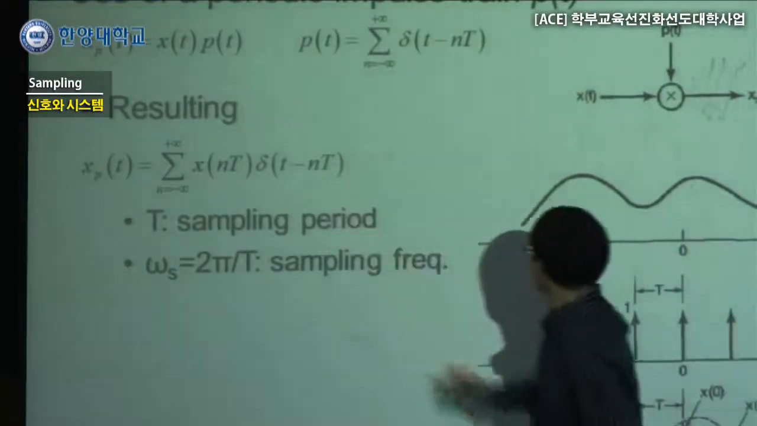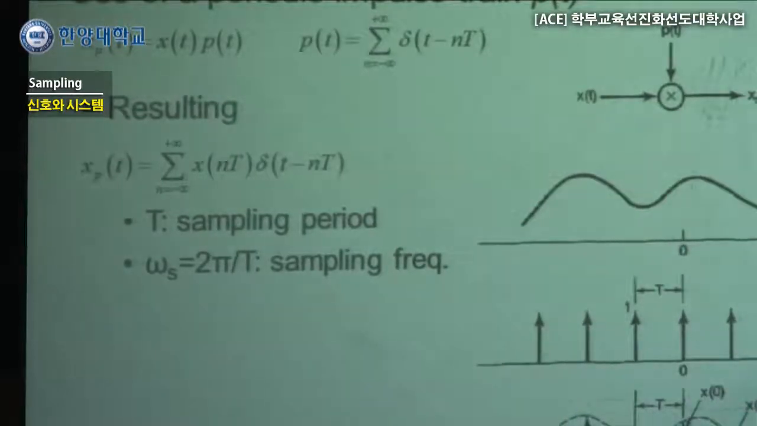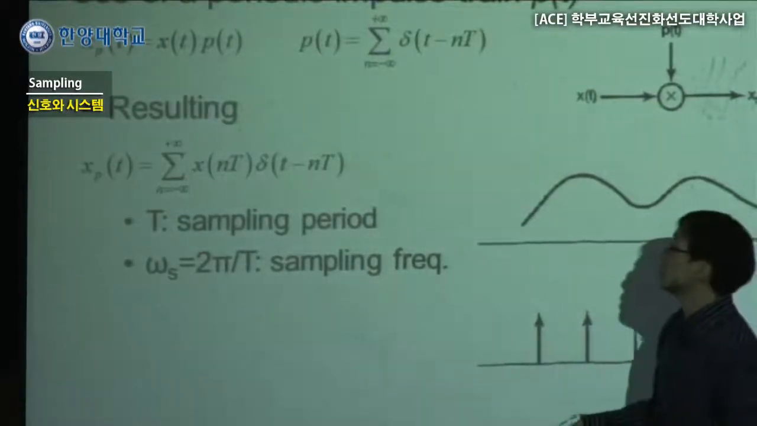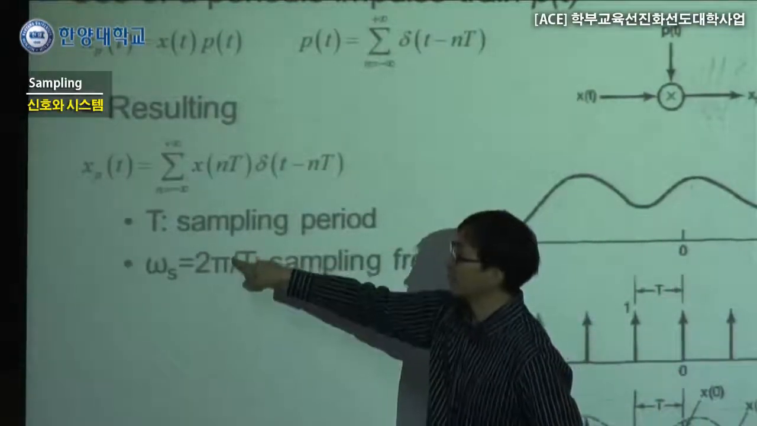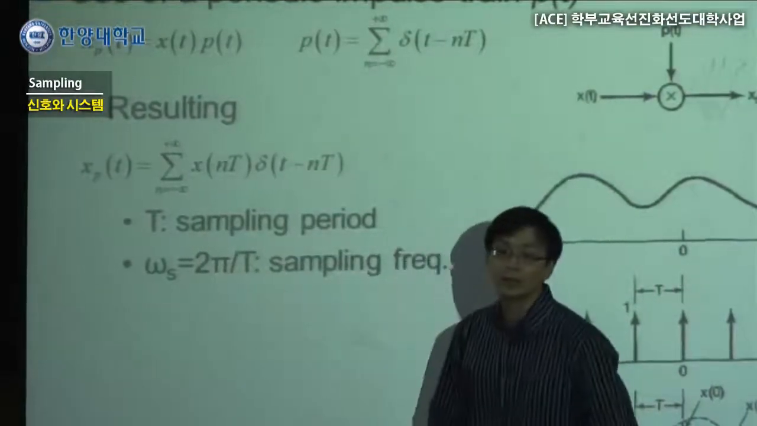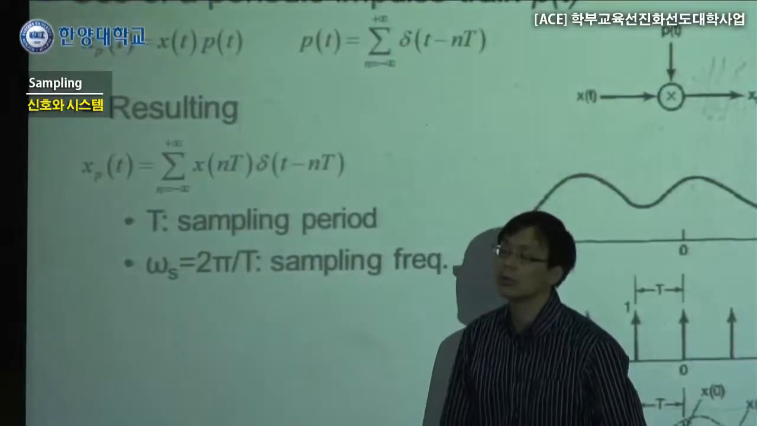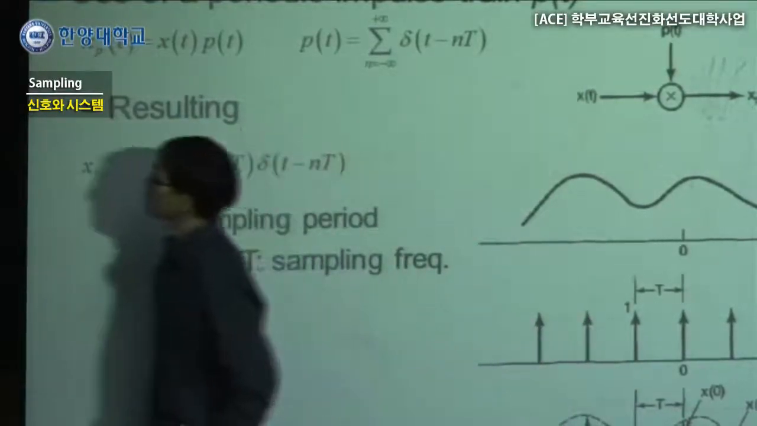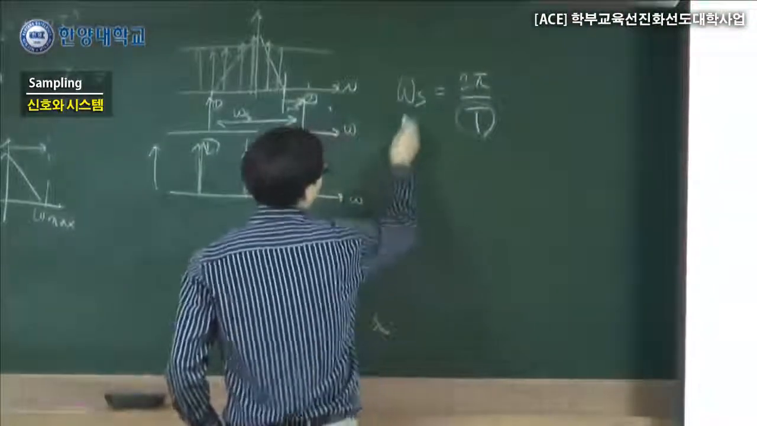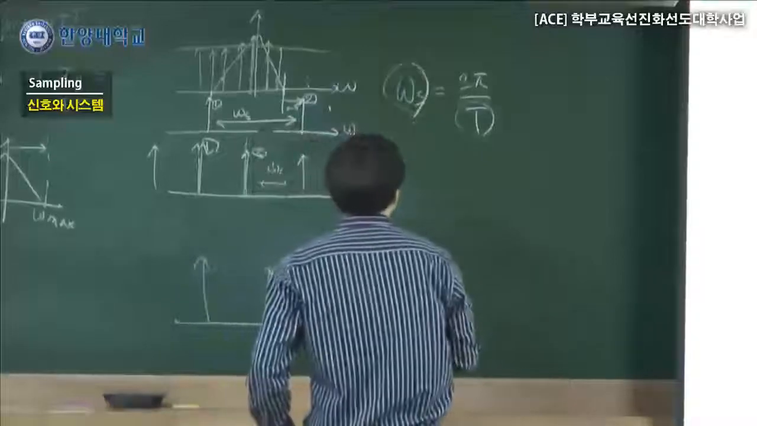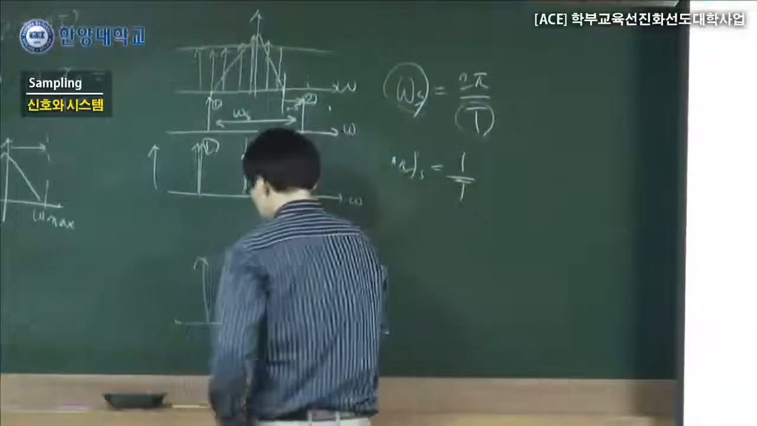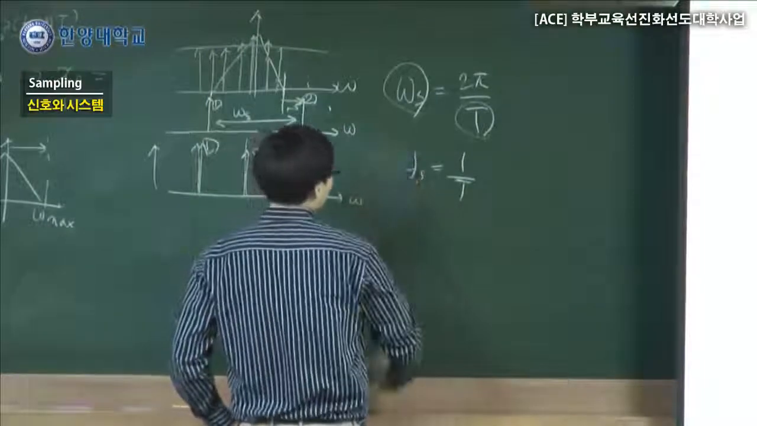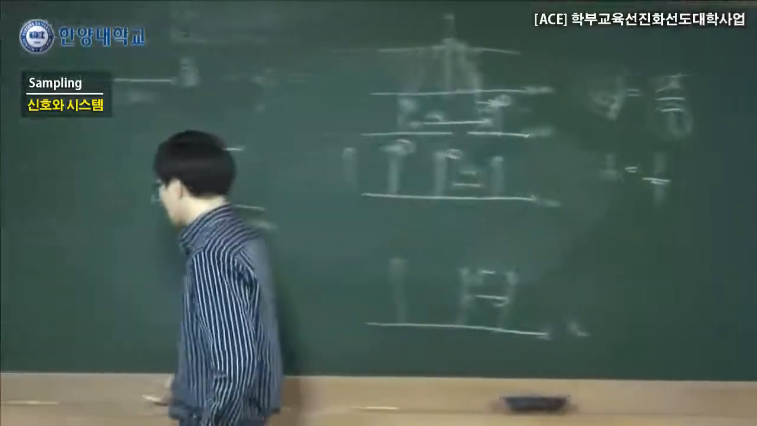So when you have t, which is the time interval, the frequency, which is the reverse of t, is f, and you multiply by 2 pi to make f to omega. This one is called the sampling period. This one is called the sampling frequency, sometimes, but in here let's use omega.